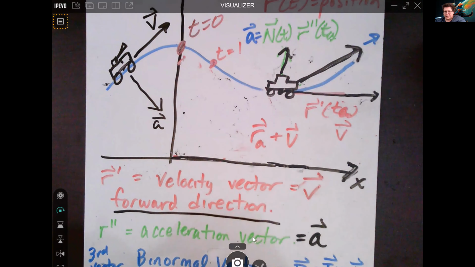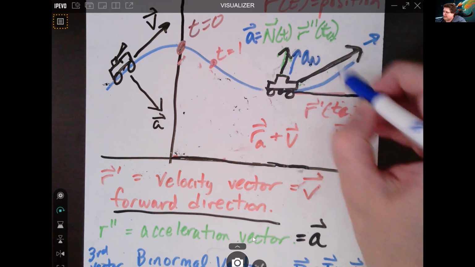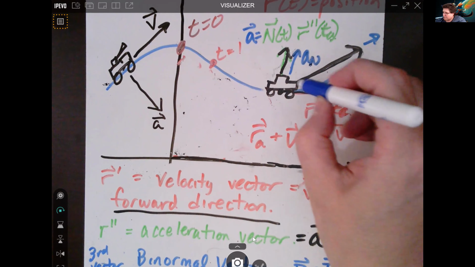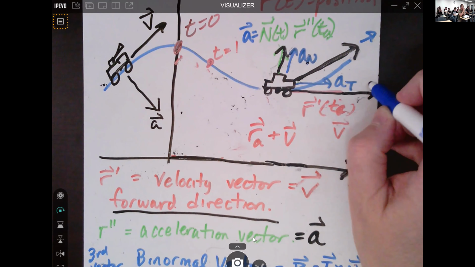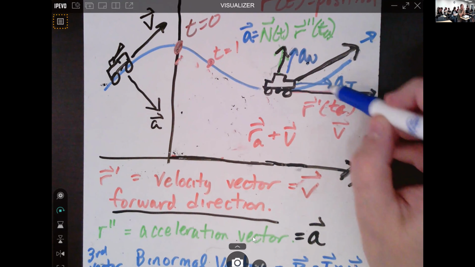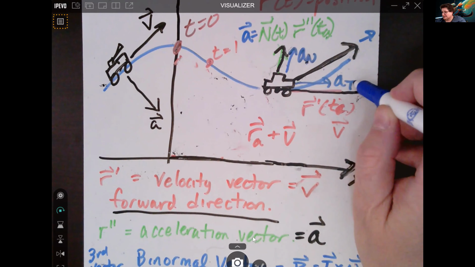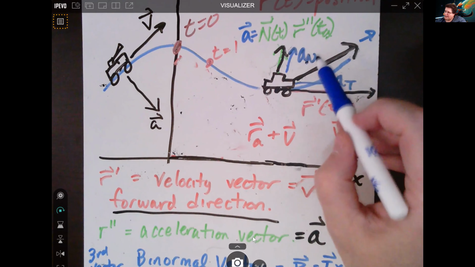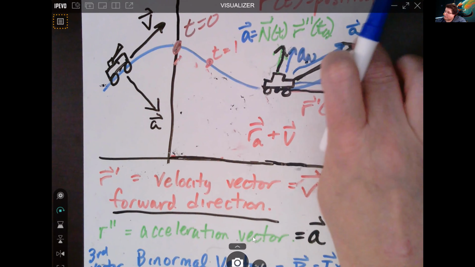We're going to break that down in 12.6 into components that are this way. We call that acceleration in the normal direction. And in the tangential direction, we call it acceleration in the tangential. Tangential acceleration is in the same direction as the velocity vector. And then our overall acceleration ends up being in this way.